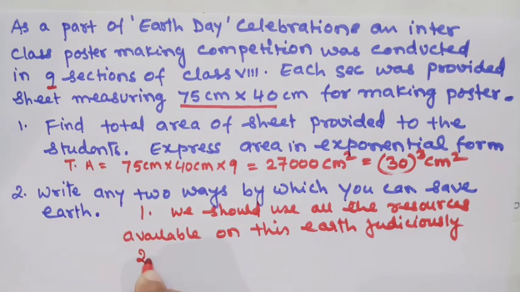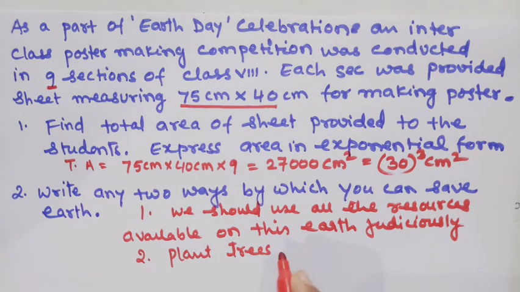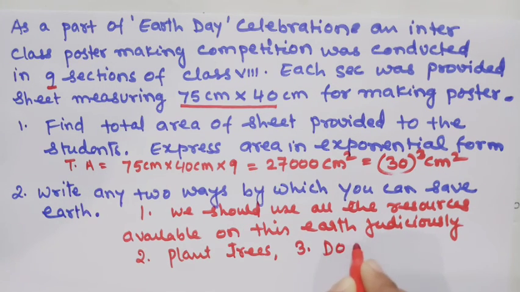Next point is, plant as many trees as you can. Plant trees. Next, third point you can do what? Use water judiciously. That I have already told. Do not use plastic because it is destroying the soil, as well as it is non-biodegradable. Do not use plastic. Okay, dear children.